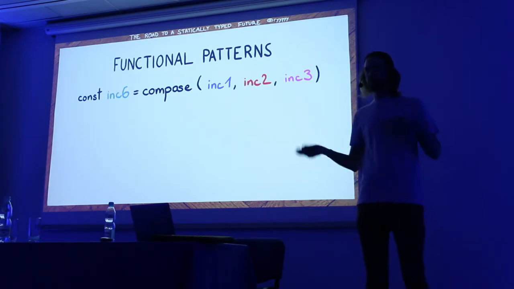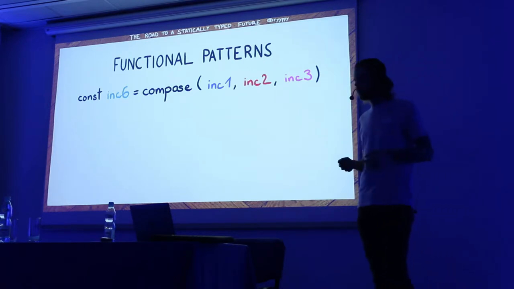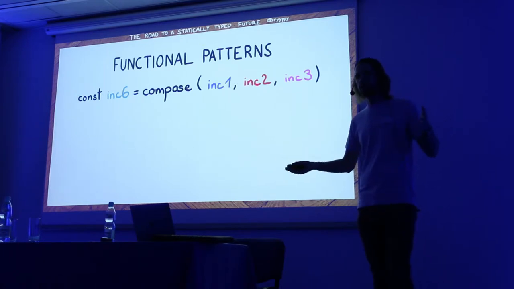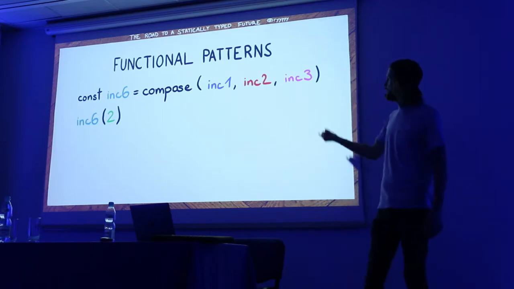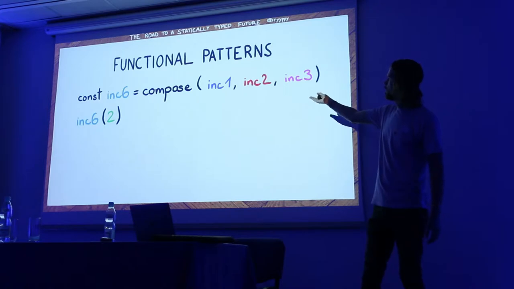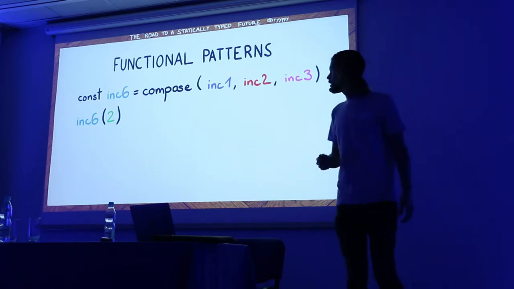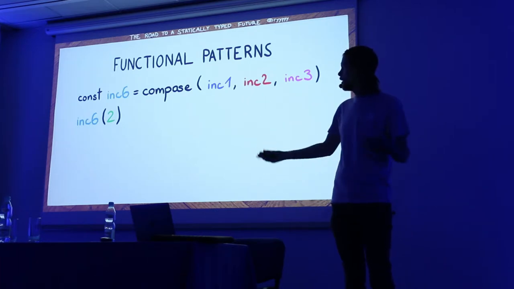So if you have this kind of compose function, which you probably know from Redux or from Recompose if you're using React, this is just a mathematical concept. You can do it with every function, with UI components, with whatever. So if you have an increment 6 function which composes these three increment functions, one increments 1, the second one increments 2, the third one increments 3, and we get this new function back, we can just call it with another number.